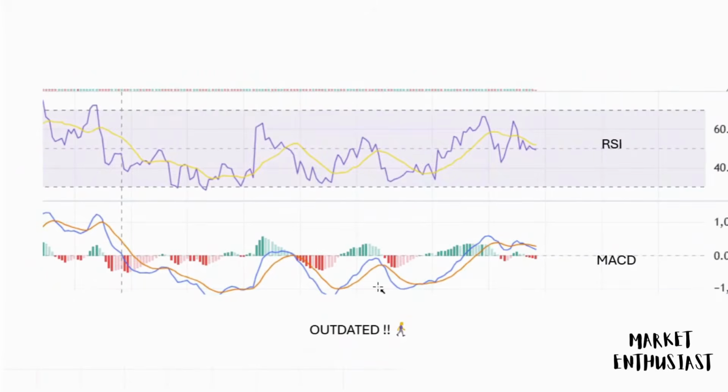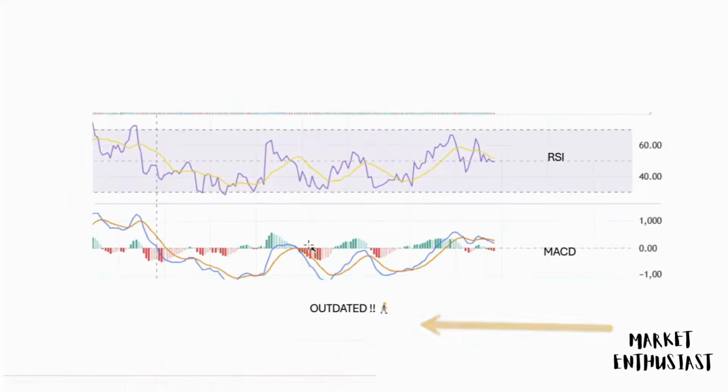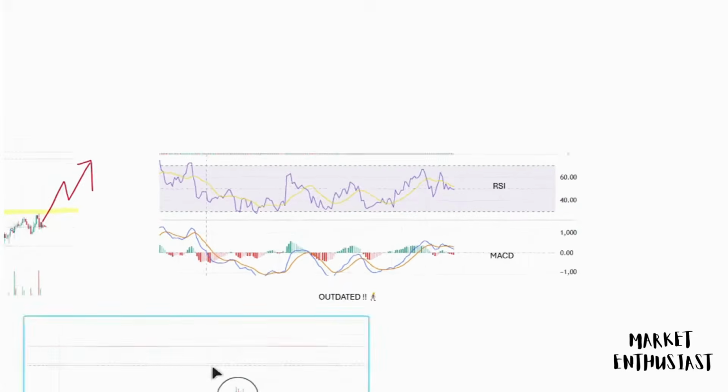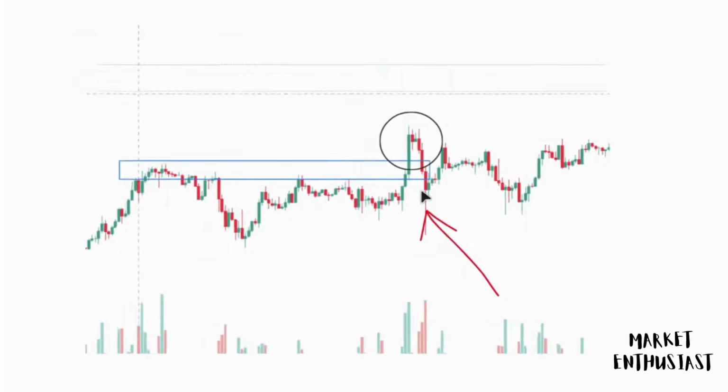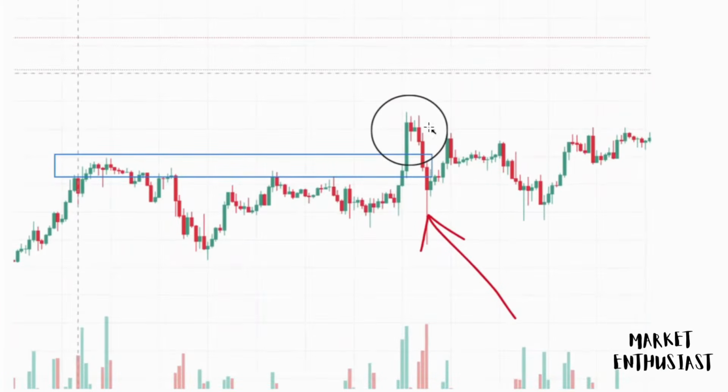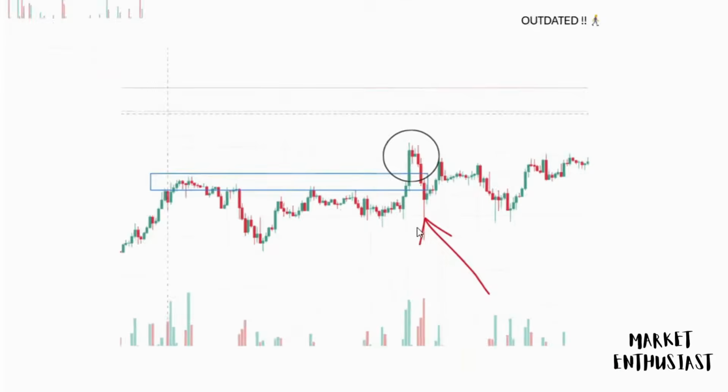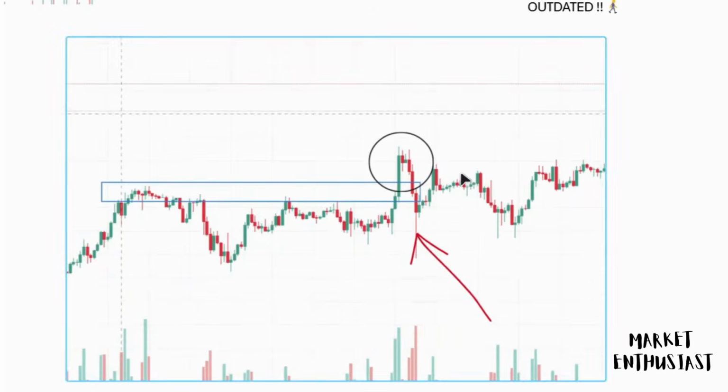Forget outdated indicators like RSI or MACD, CRT taps into the heart of market manipulation, where smart money raids liquidity to trap retail traders and spark massive reversals. In this video, I'll break it down step by step, sharing real-world examples from Nifty 50 and Bitcoin that could have pocketed you serious gains.